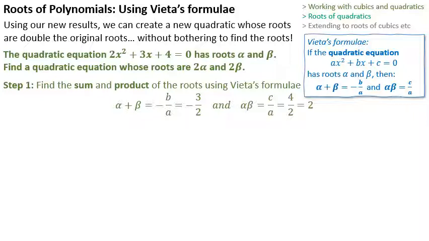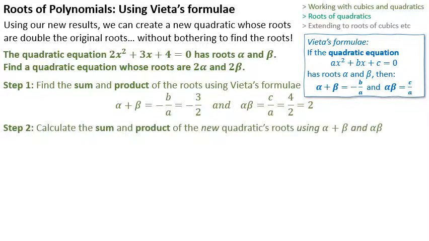We'll talk a bit more later about how it's possible for complex numbers to both add together to give a real answer and multiply together to give a real answer. We will come to that, but for now, we're going to continue and we'll just be grateful that it does give us nice numbers. The next step is to calculate the sum and the product of the new quadratic's roots, given what we know about how it links to the old quadratic's roots.